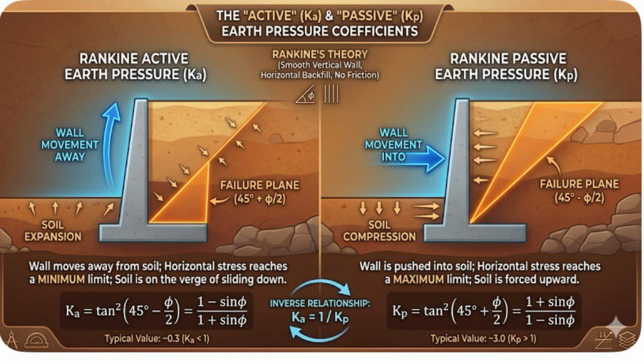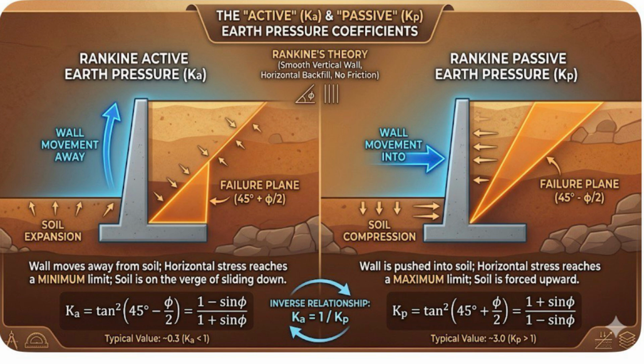If you rely on Kp to stabilize a structure, but the wall doesn't move enough to engage it, your calculations might be dangerously optimistic. Understanding these coefficients is the difference between a highway that lasts a century and a landslide that makes the evening news.